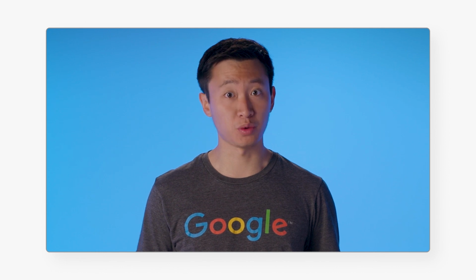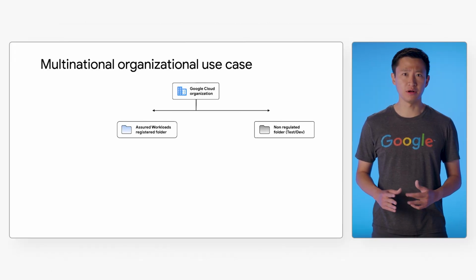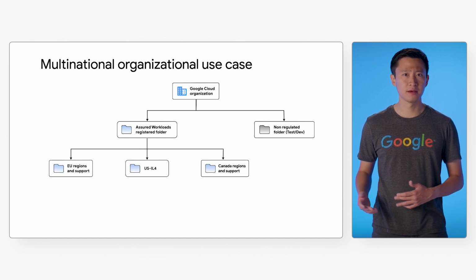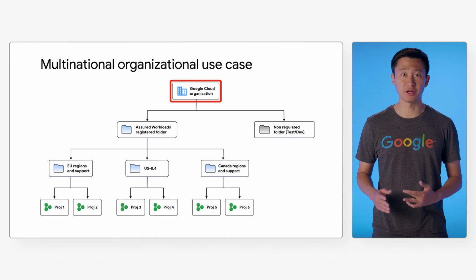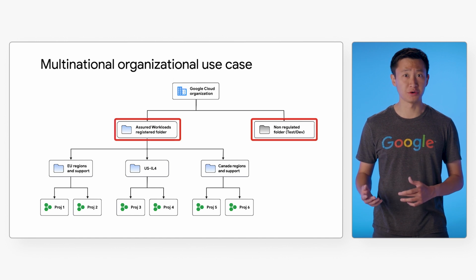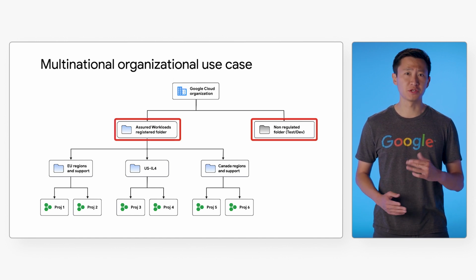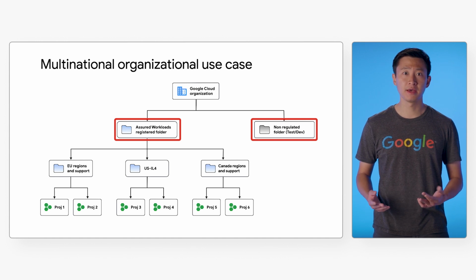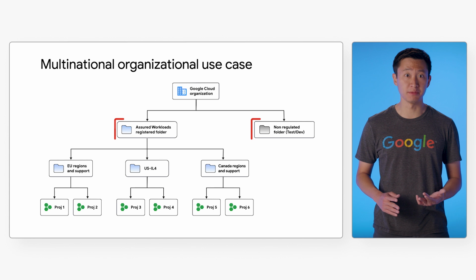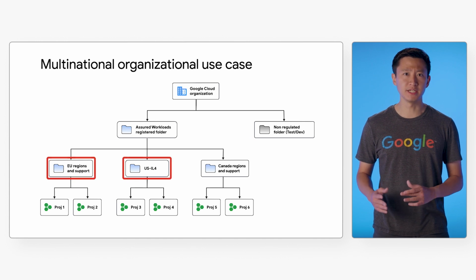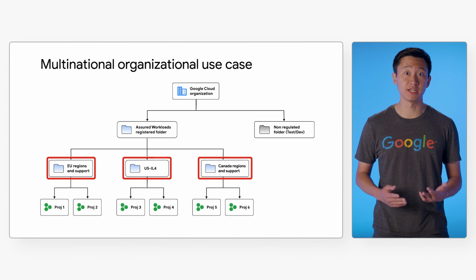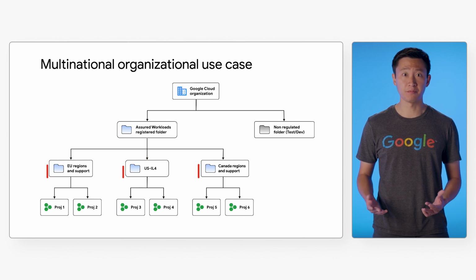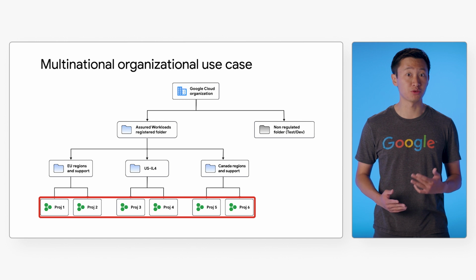Sometimes an organization will need more than just one compliance regime for their cloud resources. Let's take a look at an example of a multinational business that operates in Europe, the United States, and Canada. A top-level folder is created and registered under which all regulated workloads live. Within the top-level folder are subfolders created by the Assured Workloads API for different compliance regimes that the business needs. In this case, there are compliance regimes for EU regions and support, DoD Impact Level 4, and CAN regions and support. Within each subfolder are the projects that are subjected to each compliance regime.